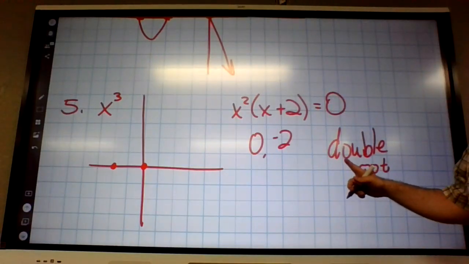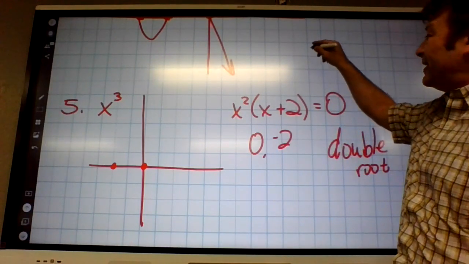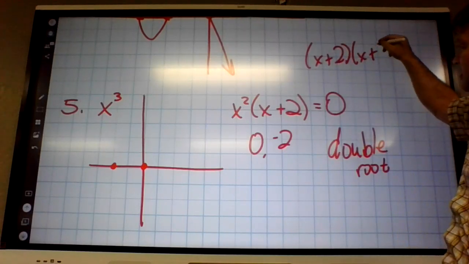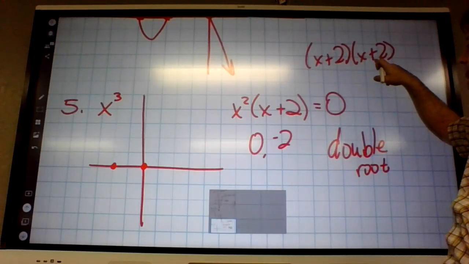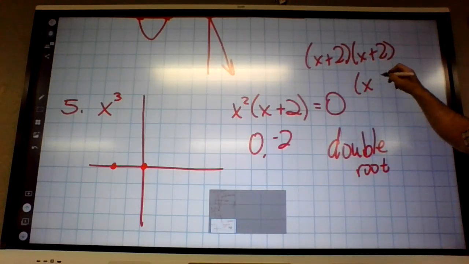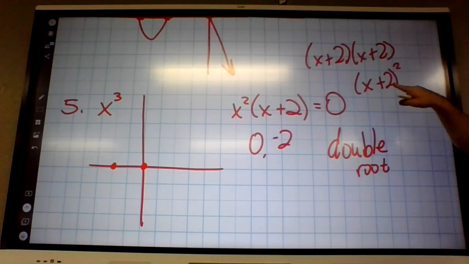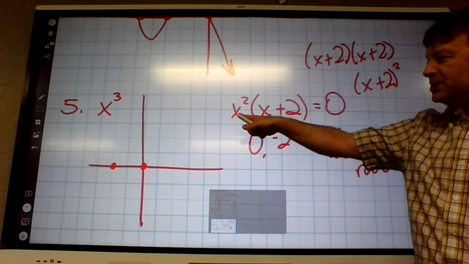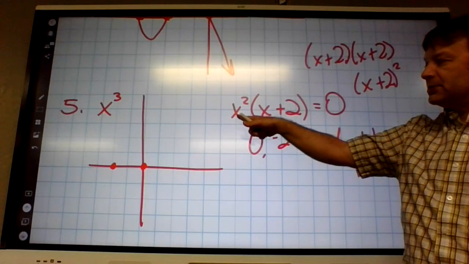So you can tell if it's a double root if it appears twice. Like if there was an x plus 2, negative 2 would have been a double root. But sometimes it's just written like this. Negative 2 is a double root. On this problem, 0 is a double root.